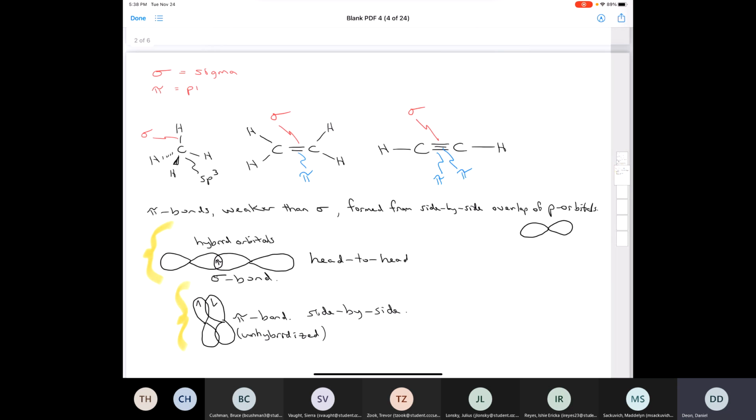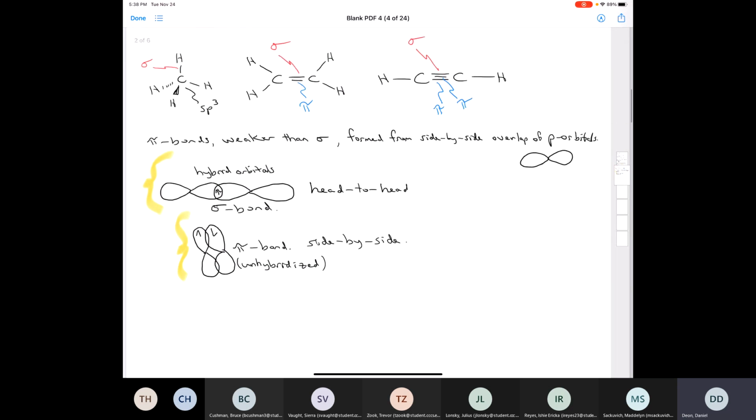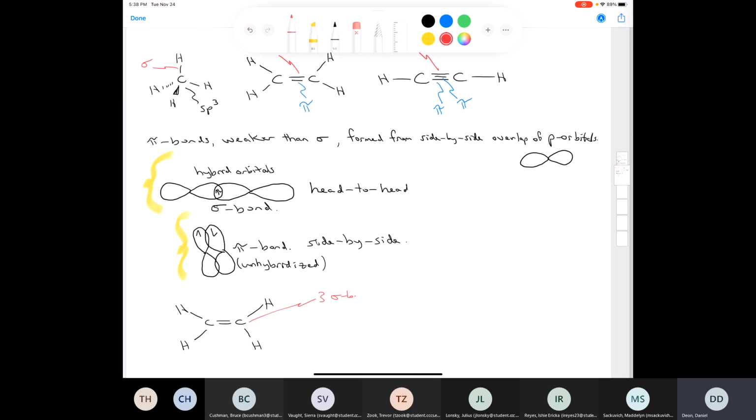Okay, so with all that information in mind, let's get back to this molecule here, where we have a double bond between the two carbons. And let's talk about the hybridization of each one of those carbons. I'm just going to clean up this sigma bond, now that you know what a sigma bond is. So let's talk about the hybridization. Again, both of these carbon atoms are identical, but this carbon has 3 sigma bonds, doesn't it?